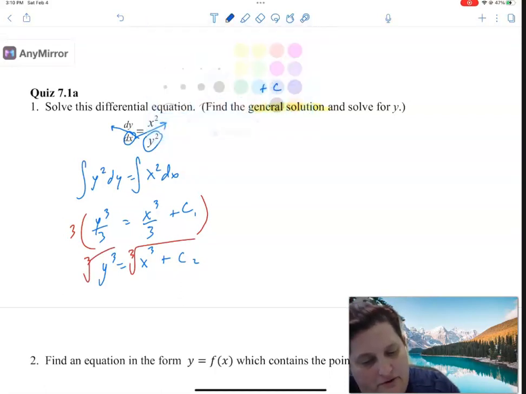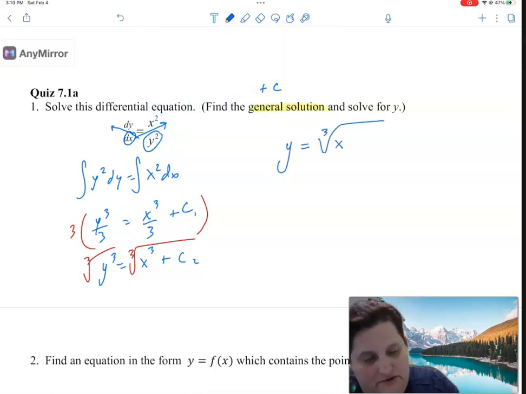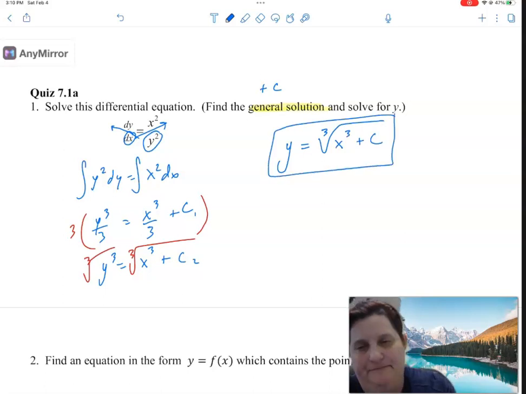For a cube root, you do not need a plus minus like you do for a square root. So it's just the cube root of x to the third plus c, or c2, okay? Perfect.